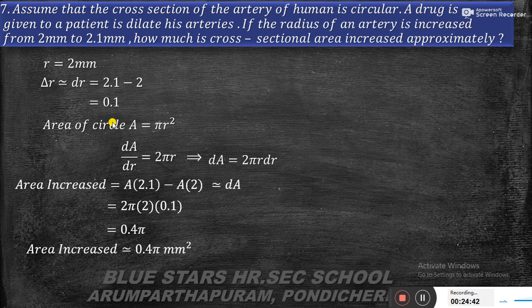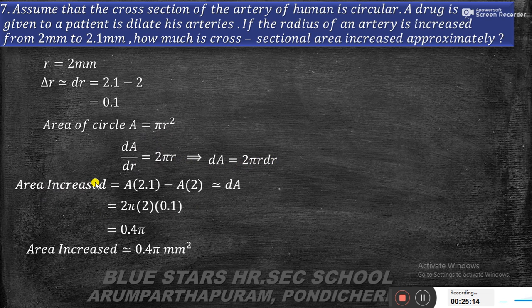Next, the area of the circle, because the artery is in circular shape as they mentioned. They ask how much the cross sectional area increased approximately. So the area of the circle is A equals pi r square. So dA by dr, I differentiate with respect to r on both sides. So dA by dr equals pi into the derivative of r square, which is 2r, which implies dA equals 2 pi r into dr.